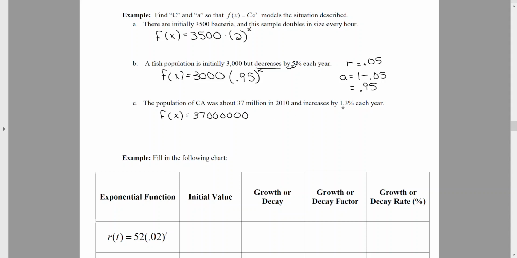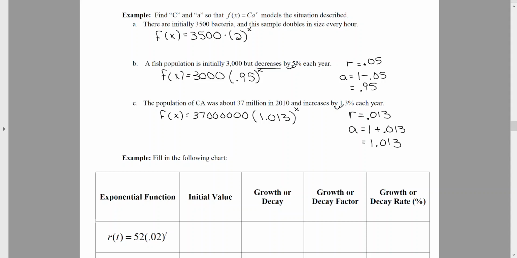Now our A value, again, is not 1.3 because that's a percent. So that's a rate that needs to be converted to a decimal. Move the decimal place over 2 to the left. Still a rate. We're looking for A. And our formula for A, when we're looking at a growth function, is 1 plus the rate. So our A value of 1.013 becomes our A value. And then raise it to the x power.